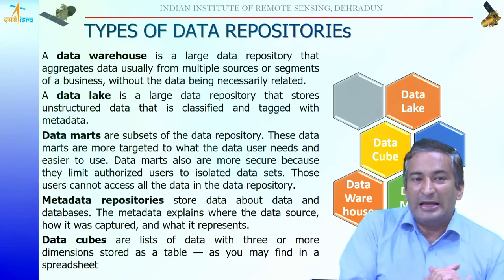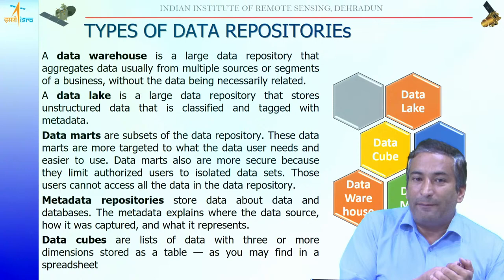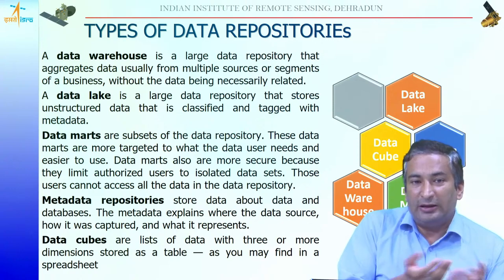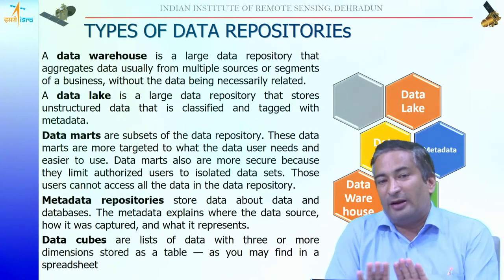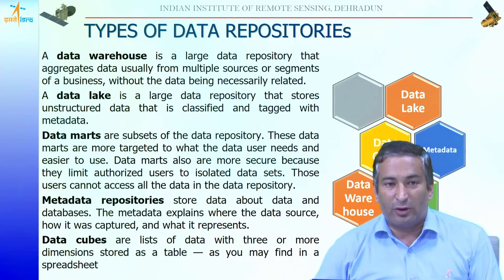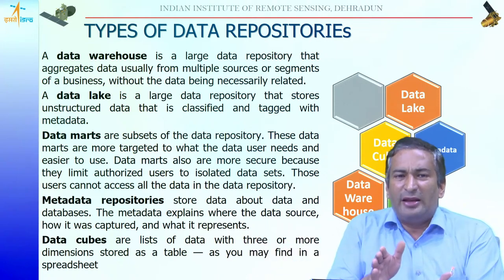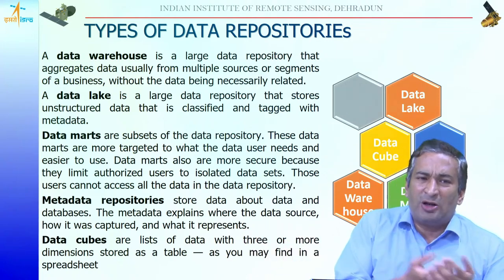Now a new term is coming up in the geospatial domain. We are calling it a data cube. So data cubes are lists of data from 3 or more dimensions stored as a table, and for example, you can find them in an Excel spreadsheet. You have multiple sheets in a single workbook, you can say. So this entire workbook is a very abstract representation of a data cube.